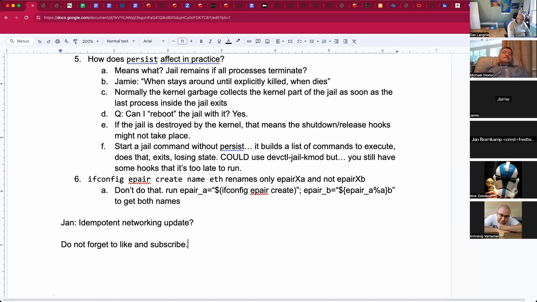Okay. And for example, it could register itself as subreaper. There are multiple ways again. Okay, got it. I don't know if any one of them is perfect.